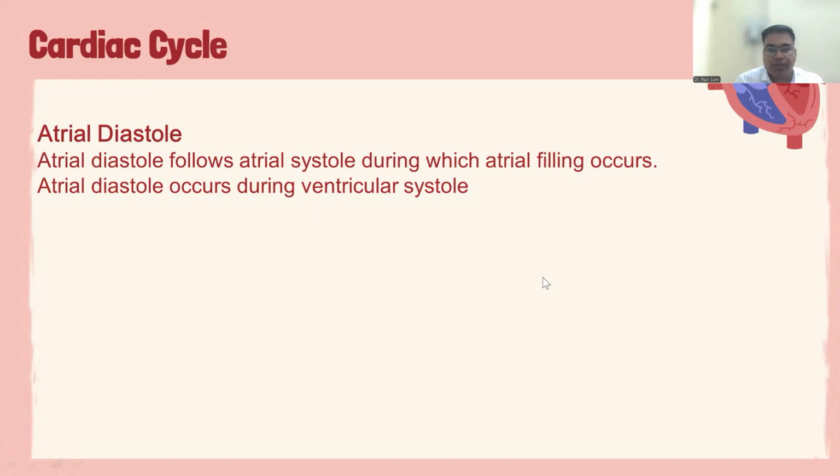Now come to the atrial diastole. So basically, atrial diastole follows atrial systole, during which atrial filling occurs. Atrial diastole occurs during ventricular systole. So these events occur simultaneously. If on one side ventricular systole occurs, at the same time atrial diastole also occurs.